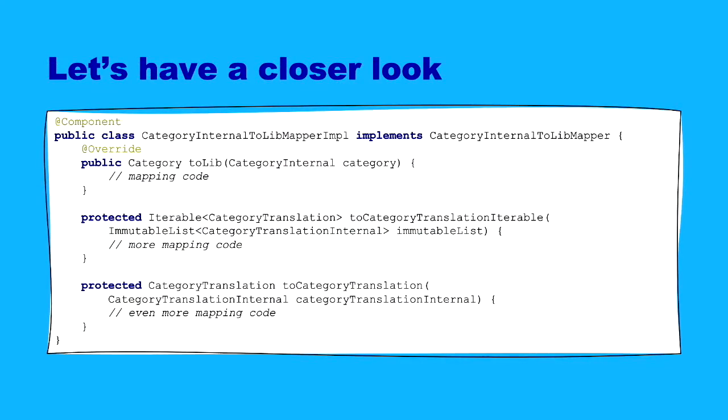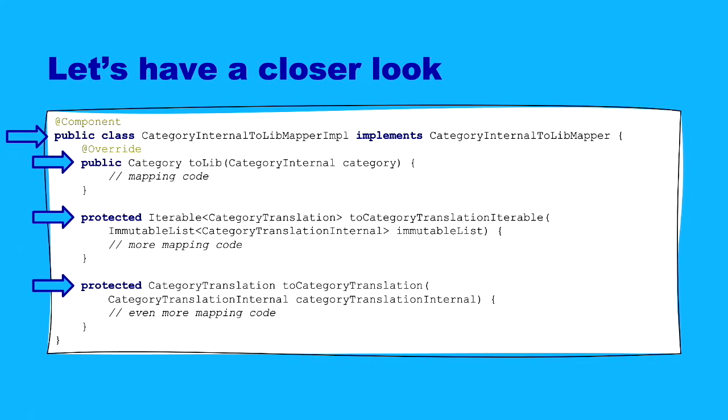So let's have a closer look. What MapStruct did for us is implement our interface. It annotated the class with a Spring component, that's configurable. But for us, we use Spring, so that's great. It implemented the mapping method we requested, the one mapping an internal category to its library counterpart. It generated a method for dealing with the list of translations, and it also defined a method to map those nested translation objects that go in the list.